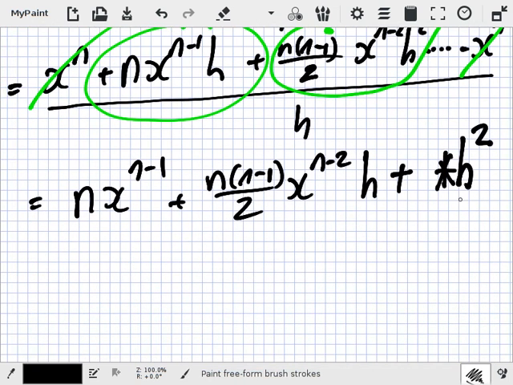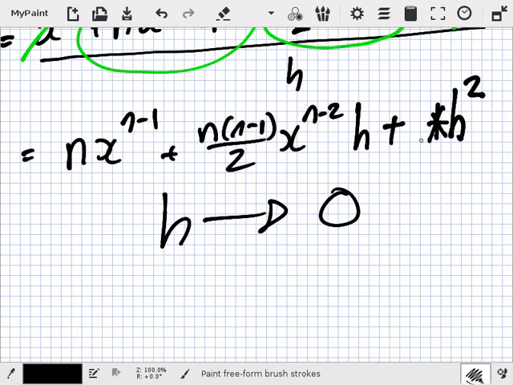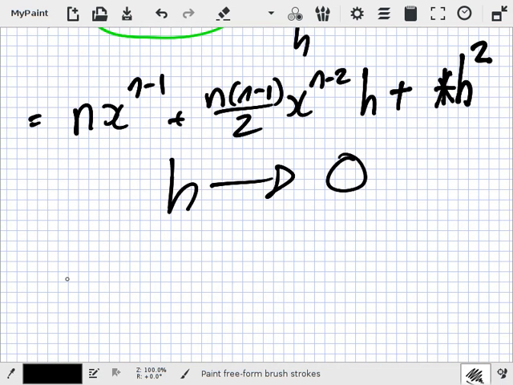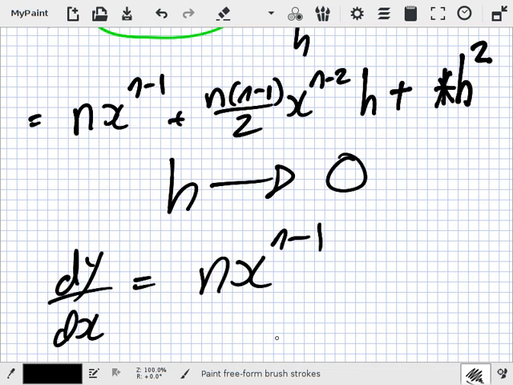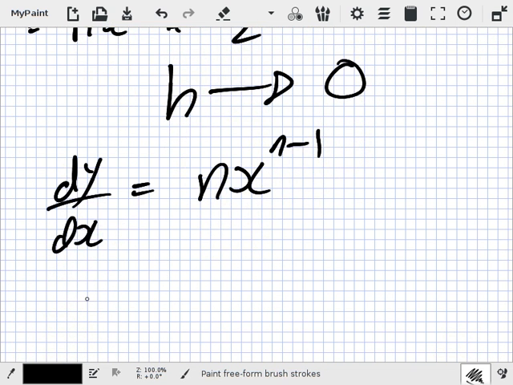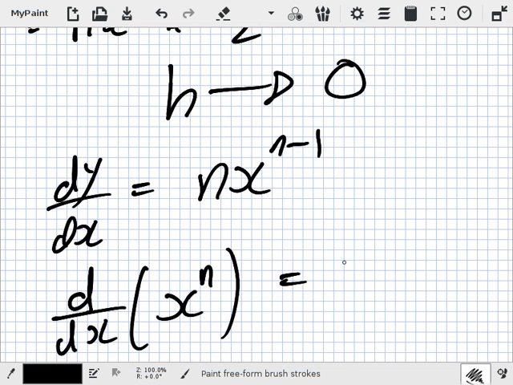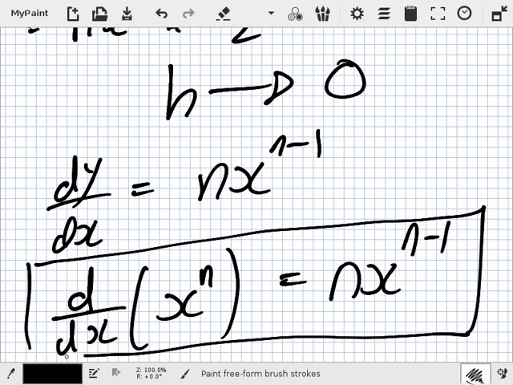Now, even though I don't know it, that's fine, because now we'll make the h go to 0. So what happens to all these pieces? They're 0. So you're left with the derivative of Xn is nXn minus 1, a result that some of you are familiar with. So you can say that the derivative of x to the power n is nx to the n minus 1. That's the result.